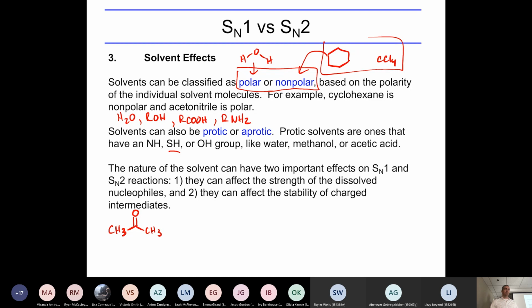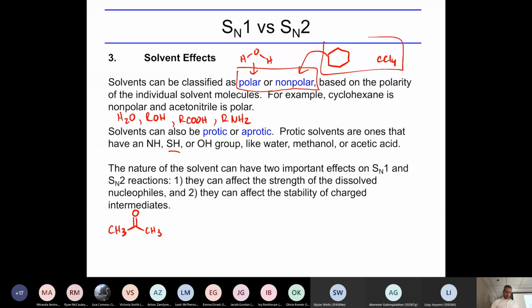This one is acetone. Acetone, nail polish remover. It's a ketone, but it doesn't have any OHs or NHs. It can't hydrogen bond, or at least it can't be a hydrogen bond donor. It's got no hydrogen on an OH or NH. So this is a polar molecule. It's got a dipole, but it's aprotic.